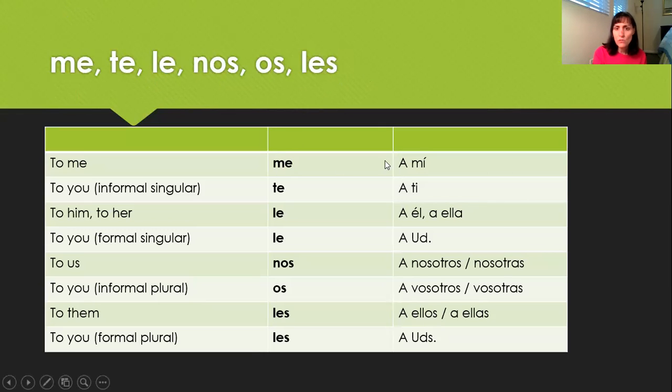So me refers to a mí, te, a ti, le, a él or a ella. Le can also refer to a usted. Nos refers to us, a nosotros, a nosotras. Os refers to a vosotros or a vosotras. And les refers to either a ellos, a ellas, or a ustedes.